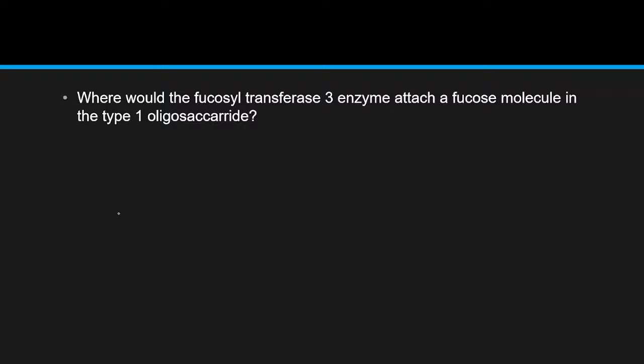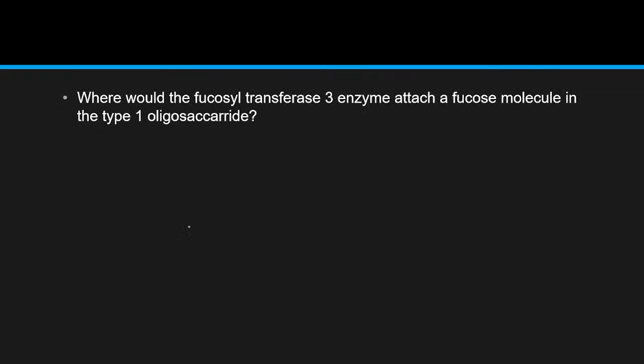All right, so where would it attach it? Fucosyl 3. We're talking about fucosyl 3. It attaches at the 1,4 linkage. All right, what do I mean when I say 1,4 linkage? Look at your previous discussion. Look at our previous discussion. One, two, three, four, five, six. You have one, two, three, one, two, three.